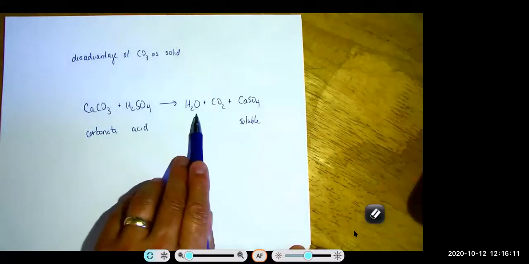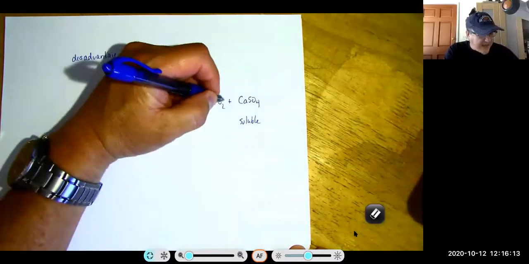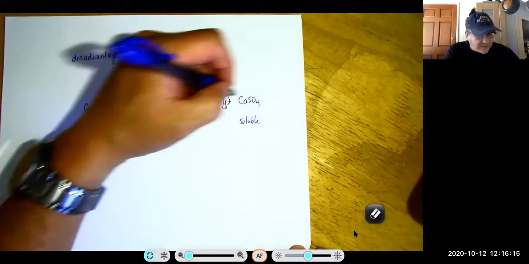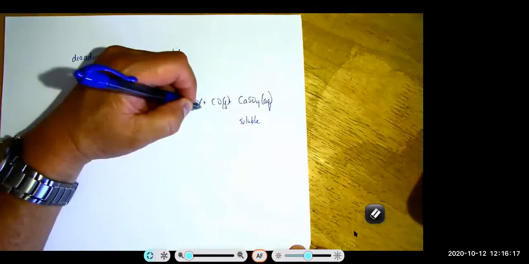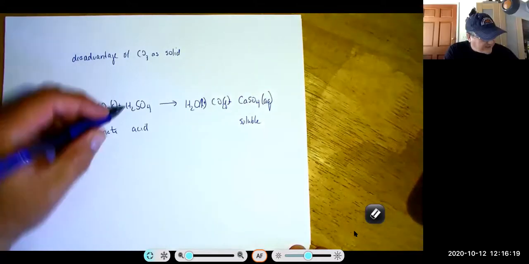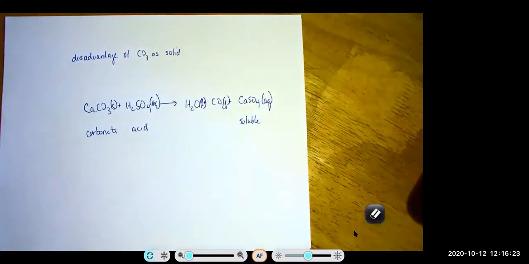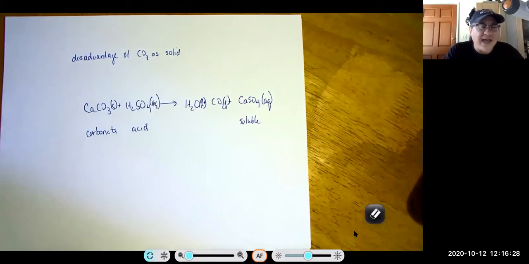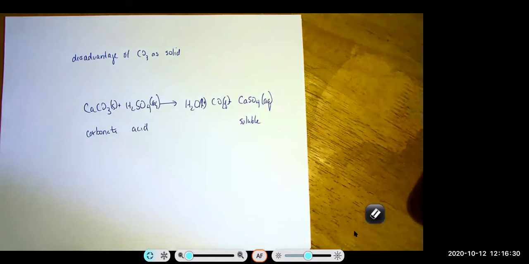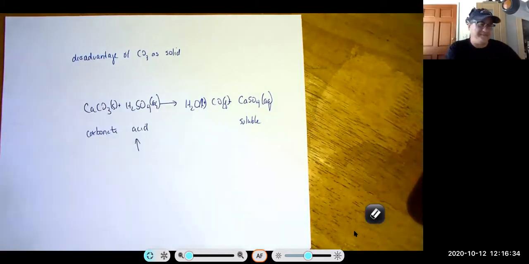Oh, so this is a gas. Okay. This is soluble. Yeah. And this is a liquid. So this solid dissolves, and you don't collect anything in your paper. Yeah. It's hard to see. Yep. So this is why we don't want to add acid. Any type of acid, including sulfuric acid.